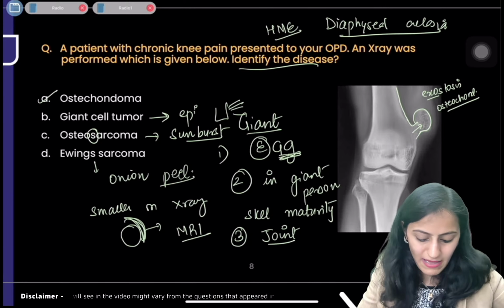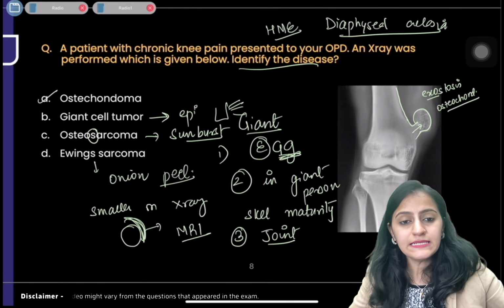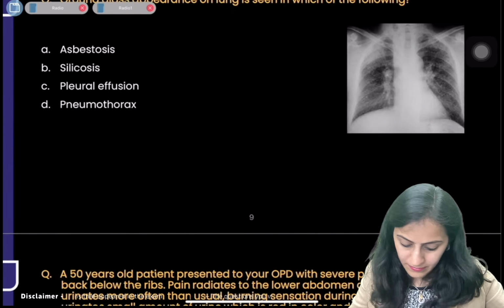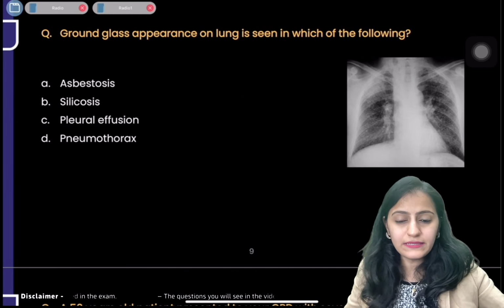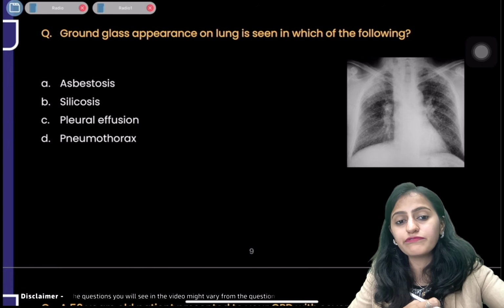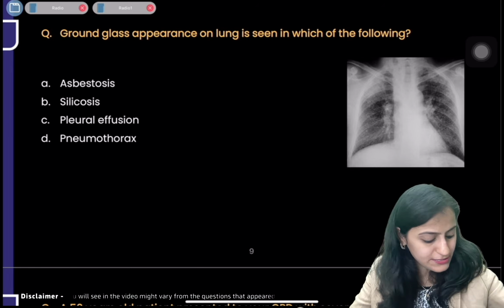Okay, it is becoming malignant, right? So that was about this question. And going on to the next one, ground glass appearance on lung is seen in which of the following? Ground glass appearance on the lung.